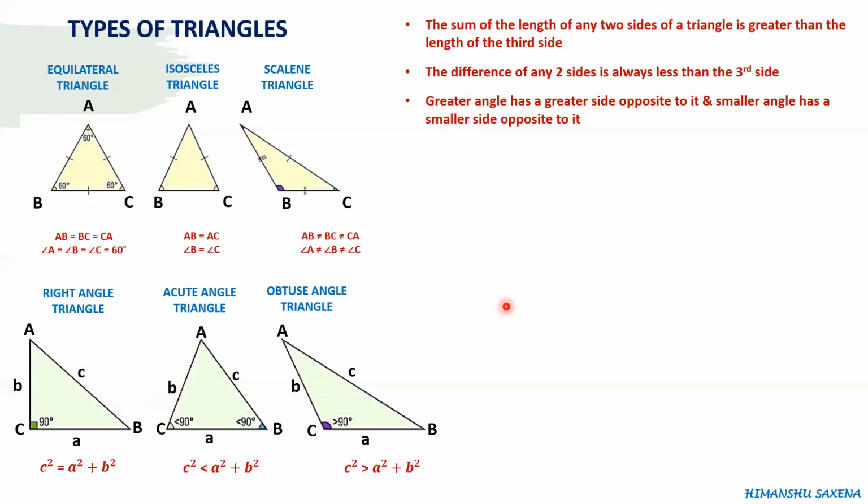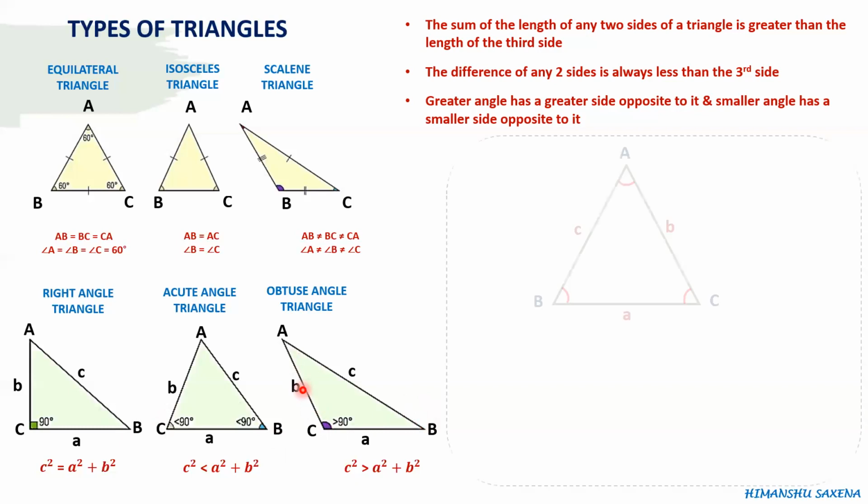Now another rule is that a greater angle has a greater side opposite to it. So here in this triangle, this is the greatest angle, so this side would be the greatest. In this particular triangle, this is the greatest angle, 90 degrees, so this side would be the greatest. If you know the greatest angle, you automatically know which would be the greatest side. Similarly, the smallest angle will have the smallest side. If this particular angle is the smallest in this triangle, then this side would be the smallest. So a smaller angle always has a smaller side opposite to it, and a greater angle will have a greater side opposite to it.